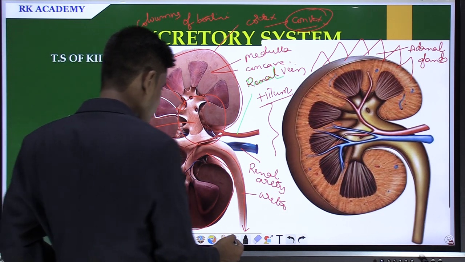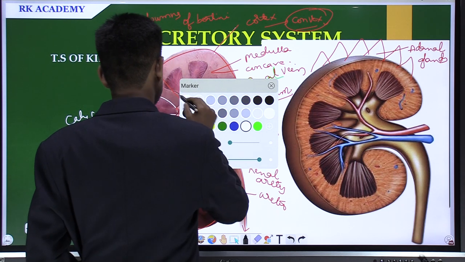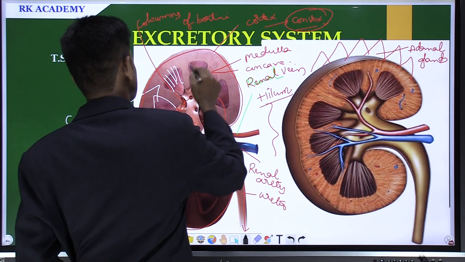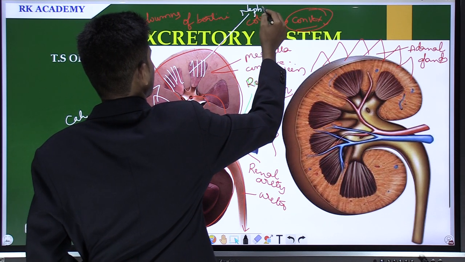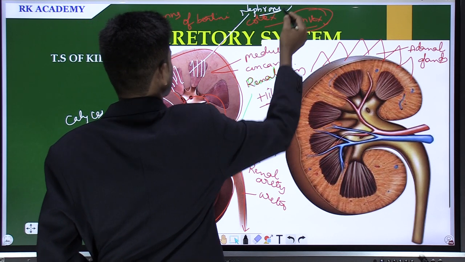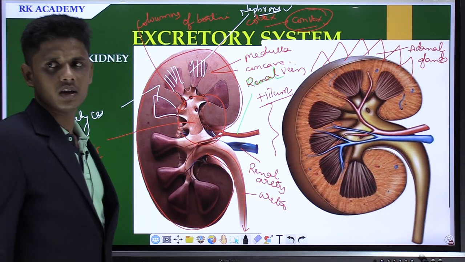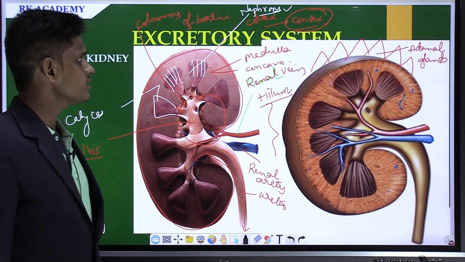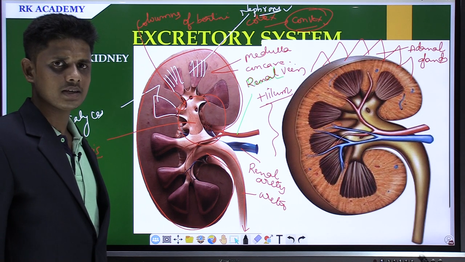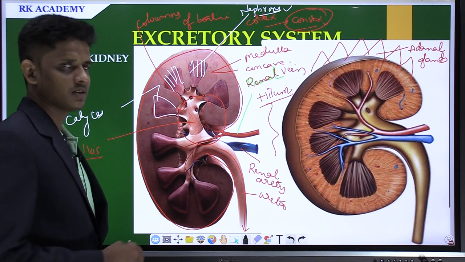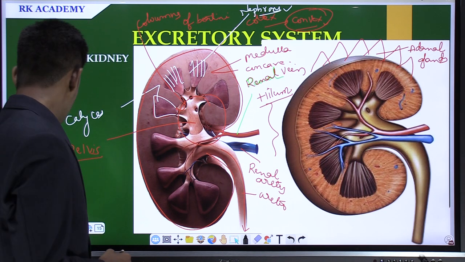Small minute structures on the surface of each calyx are called nephrons. Nephrons are the basic fundamental structural and functional unit of the kidney. They are also called uriniferous tubules, as I told you in the previous segment. Now let's move on to the next one.